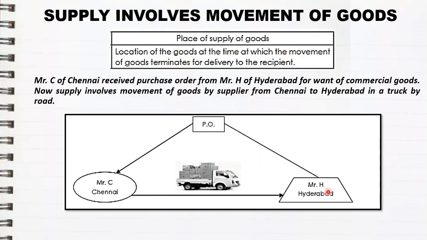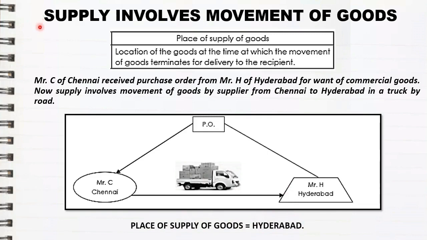So in this case, there is movement of goods, and wherever the goods finally terminate, that place will become your place of supply. In this example, the goods are moving from Chennai to Hyderabad. It terminates at Hyderabad. Therefore, the place of supply of goods is Hyderabad. In this place, the GST will be charged.